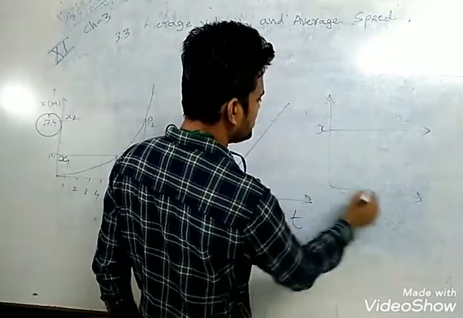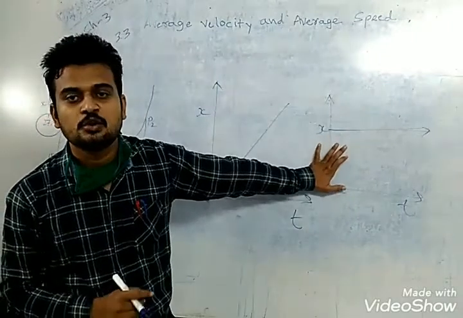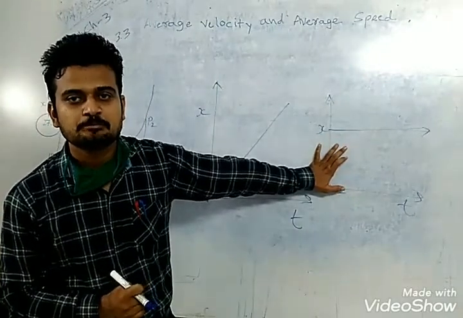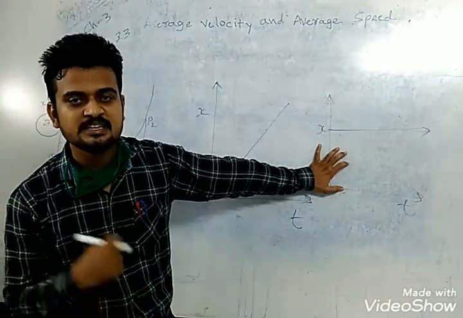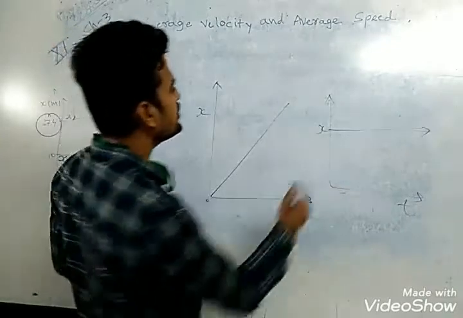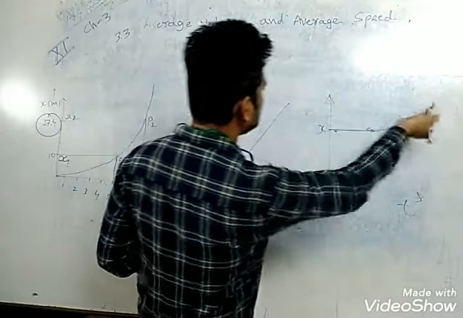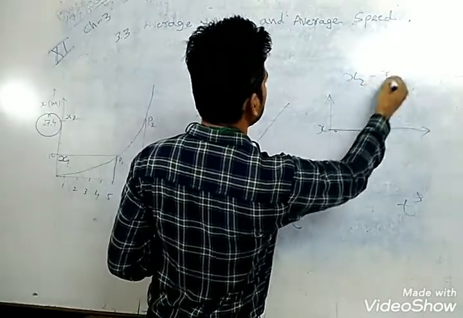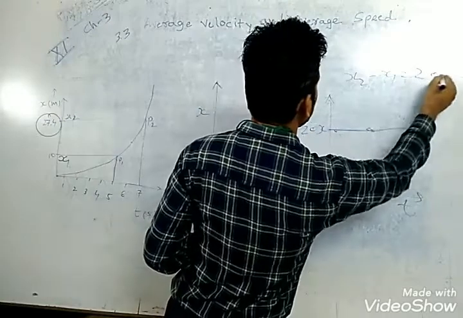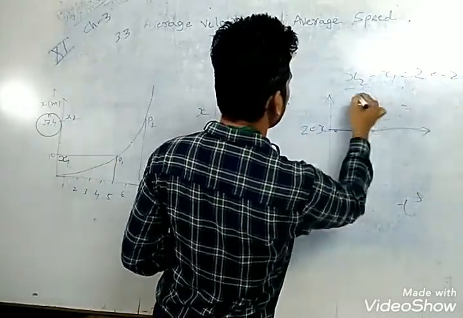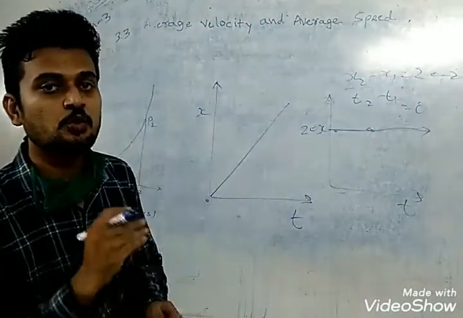The third one shows constant displacement with time. No change in displacement means the average velocity is equal to 0, because the initial position and final position, each and every point, is the same. So x2 minus x1 is, suppose this is 20 centimeter, 20 minus 20. So the answer is average velocity equal to 0.